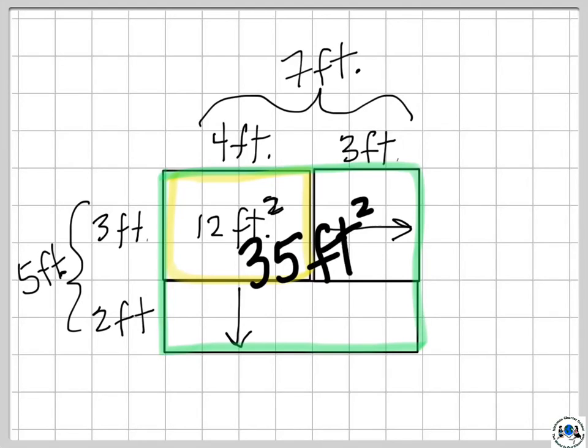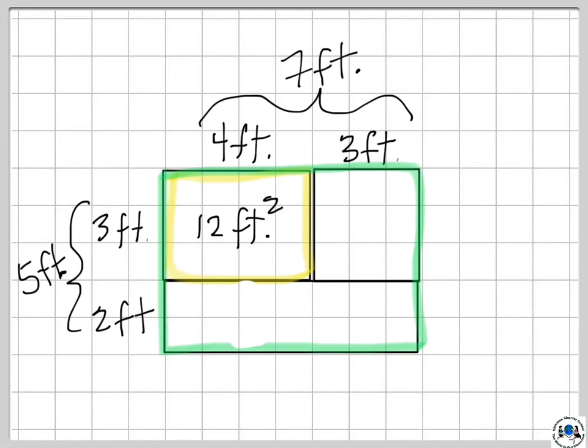Well, if you went back to this diagram here, you might have noticed something. What we could have also done is figure out the areas of these separate regions. So this is a 3 by 3 region here, so this would be 9 square feet. This is a 2 by 7 region, so this is going to be 14 square feet. So if we add all these, 12 plus 14 is 26, plus 9 is indeed 35 square feet.